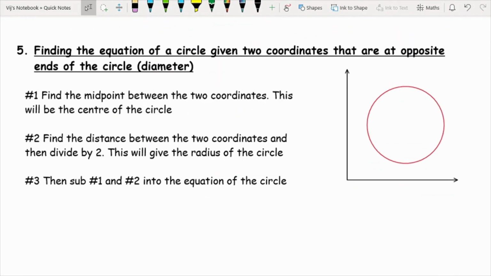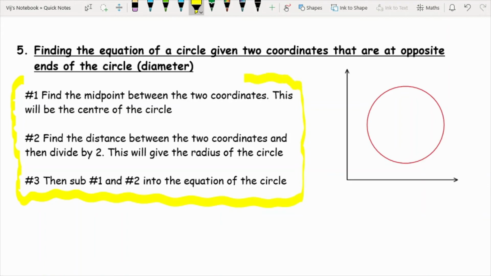So again, find the equation of a circle given two coordinates that are opposite ends of the diameter. So this is where coordinate geometry comes into play. What I've done here is write the 3 steps that we need to do to answer this particular question. And I'll show you on the diagram where this all makes sense.